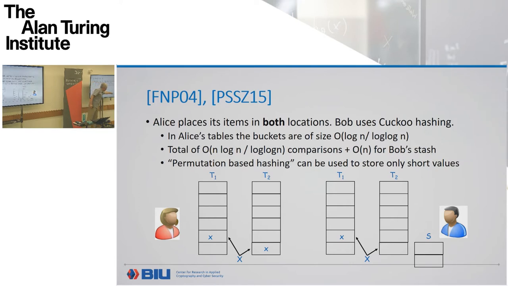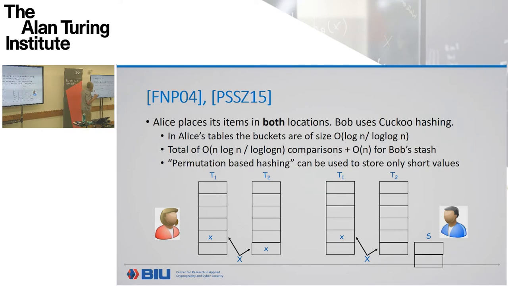Also, for each item that Bob placed in the stash, which is of constant size, we have to compare it to each item of Alice. So this is the total number of comparisons. And we can use something called permutation-based hashing to store only short values. So from this, you can get a circuit. How will the circuit work?